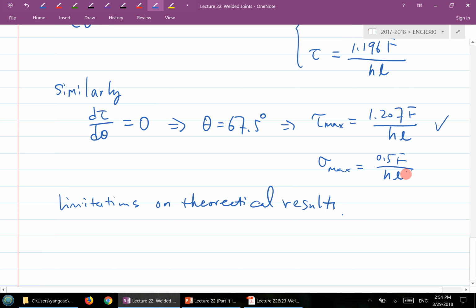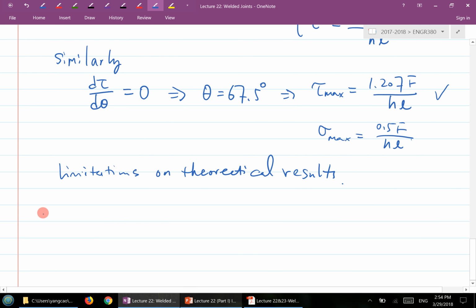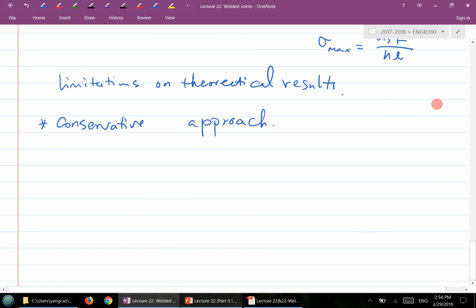So unfortunately, the results of this analytical approach we cannot use in general for every other situation. So what we do here is use a so-called conservative approach. The results listed here will be the approach that we're going to use for the future computations. So what's a conservative approach? Conservative approach basically means we exploit all of the force to the shear area.